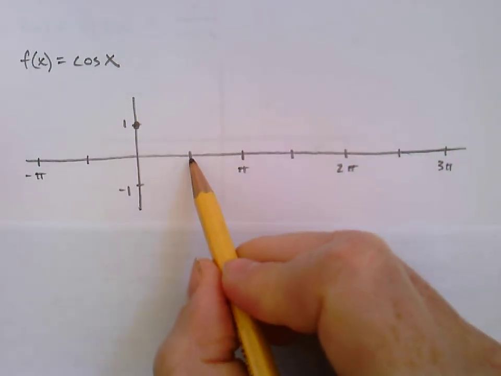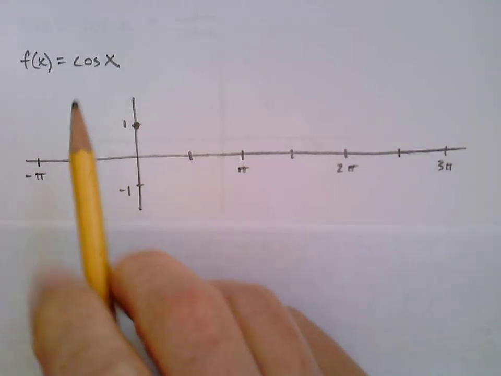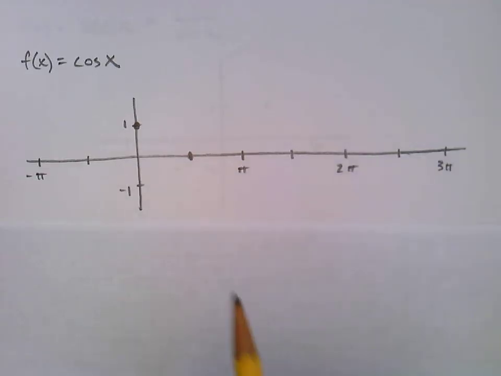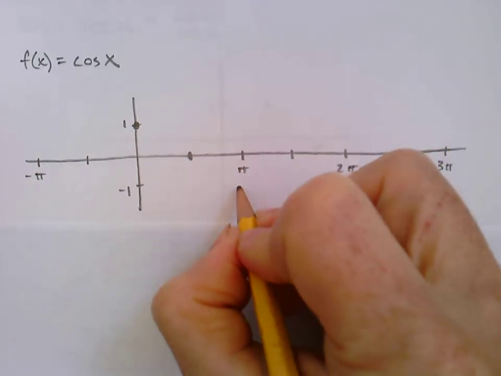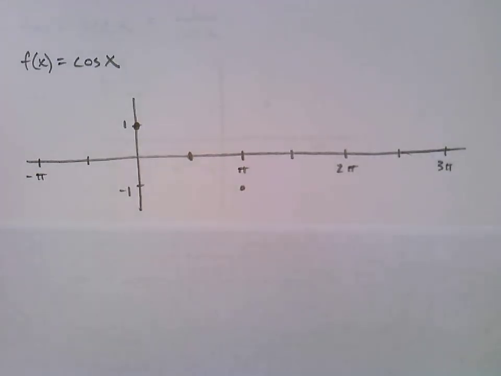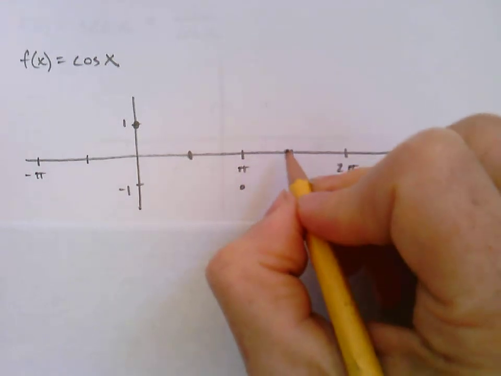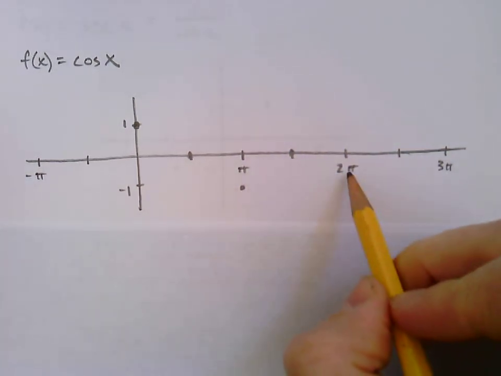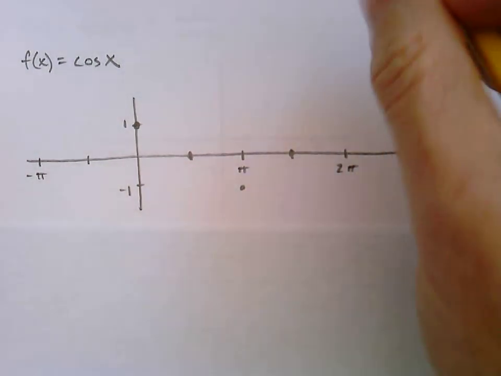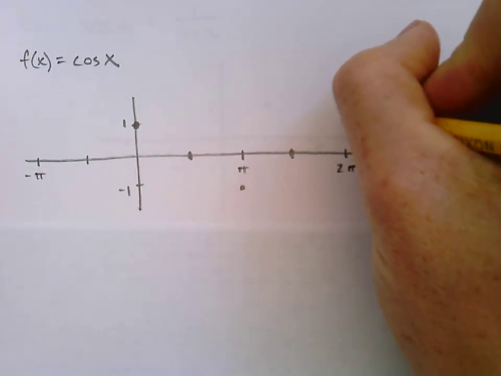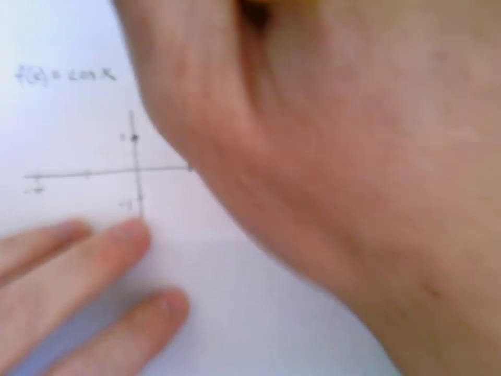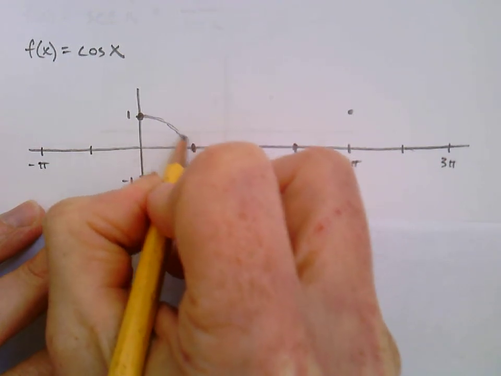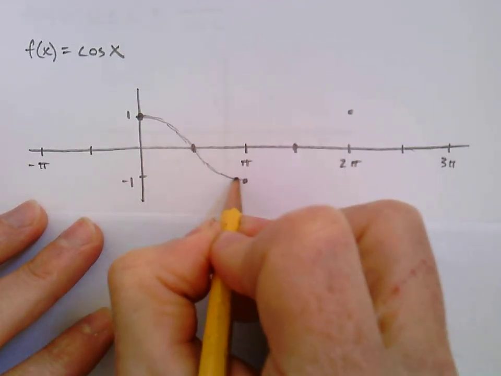How about the cosine of pi over 2? Turns out that would be 0. The cosine of pi is -1. The cosine of 3 pi over 2, and you might have picked up the pattern by now, that's 0. And when we get all the way back around full circle to 2 pi, the cosine of 2 pi is back to +1. So it's got this same kind of a shape, although it's been shifted a little bit.